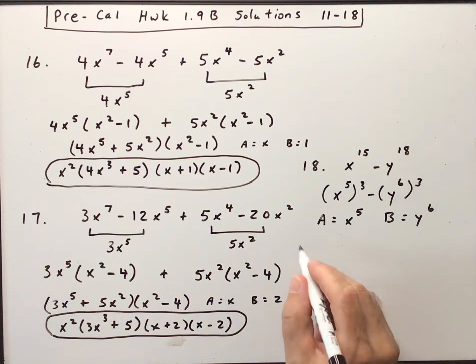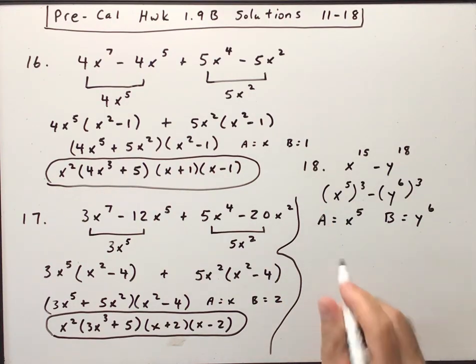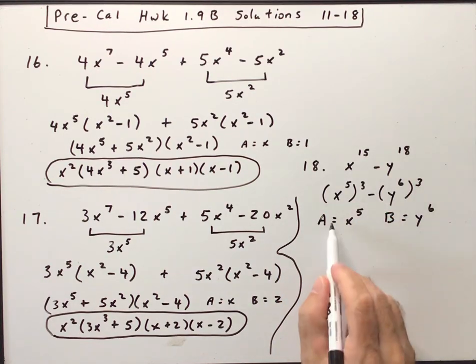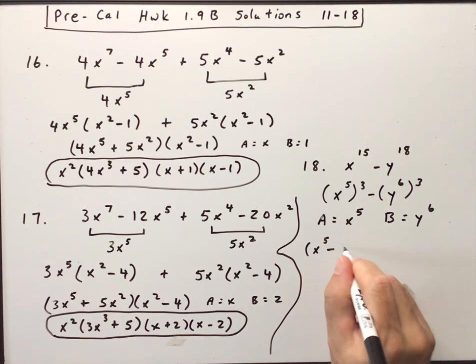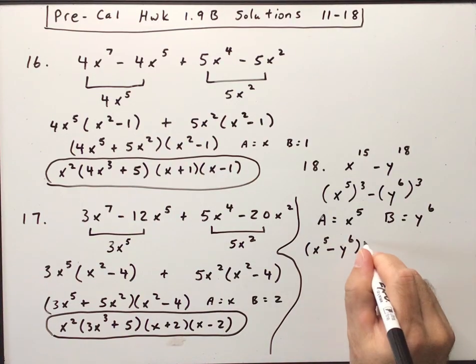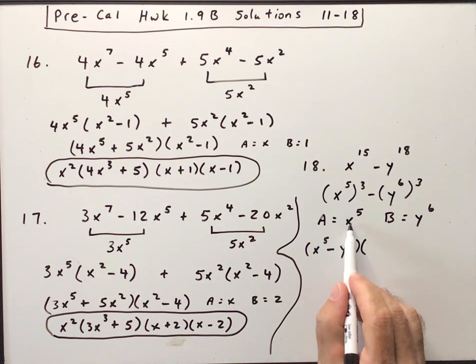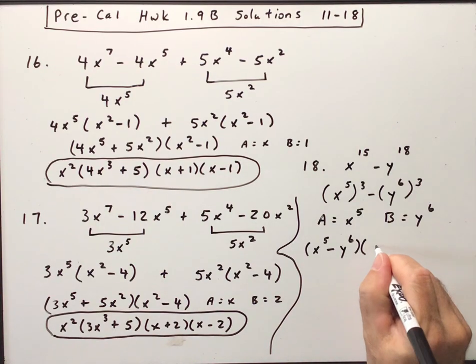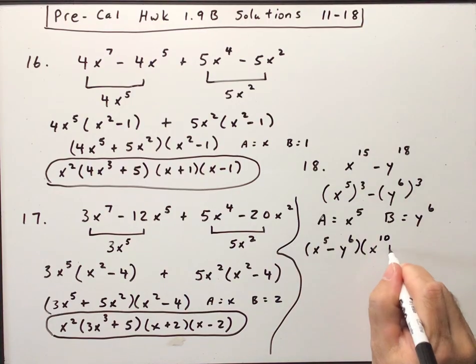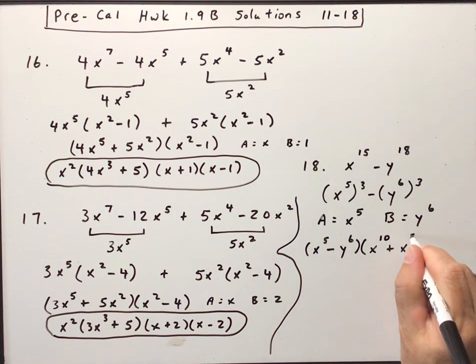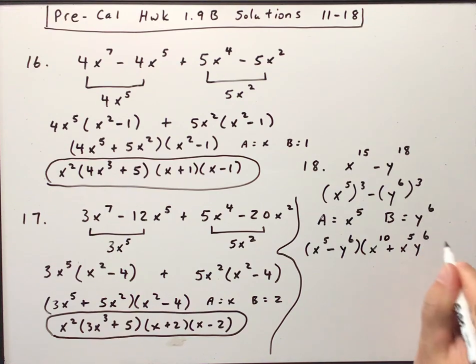So we could factor this as a minus b, so we'd have x to the 5th minus y to the 6th, times a squared, x to the 5th squared is x to the 10th, so that's when you multiply. And then it's a plus x to the 5th times y to the 6th, so plus ab, and then plus y to the 6th squared, so that would be y to the 12th.